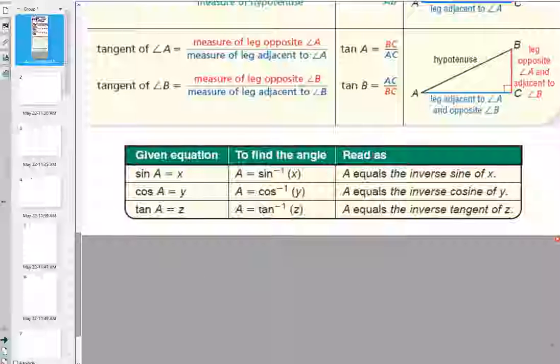Now, this is the last important part of this page. Everything I've shown you so far is how to find the missing side. That's what you're used to with Pythagorean theorem and special right triangles. And the majority of the stuff in trig is going to be to find a missing side also. But trig can also be used to find missing angles. Right now, the only way you know how to find a missing angle in a triangle is if they give you the other two.